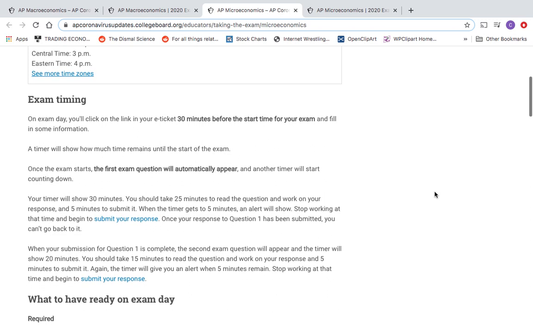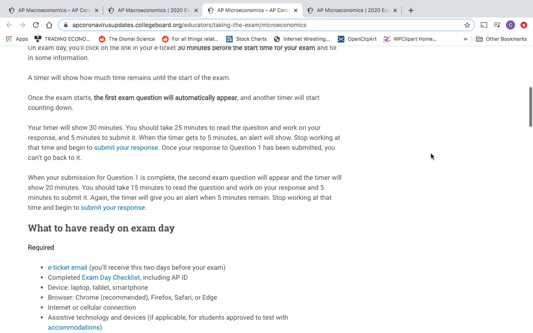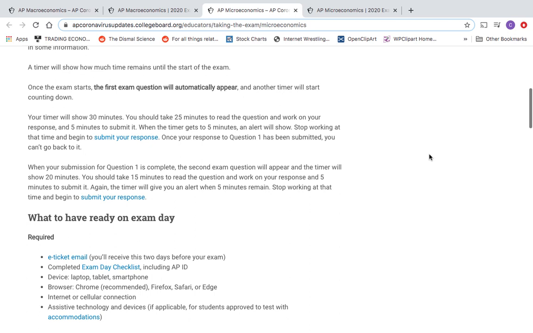So we know on exam day, you get your e-ticket 30 minutes before the start of the exam. Fill out your information, have that all taken care of so you don't have to worry about that as the exam begins. Once the exam starts, that first question appears automatically. Another timer is going to start counting down that first exam question. Your timer is going to show 30 minutes. They say take 25 minutes to read the question. Work out your responses on your scrap paper. You know the importance of having that scrap paper handy. And then you'll have 5 minutes to submit your question.